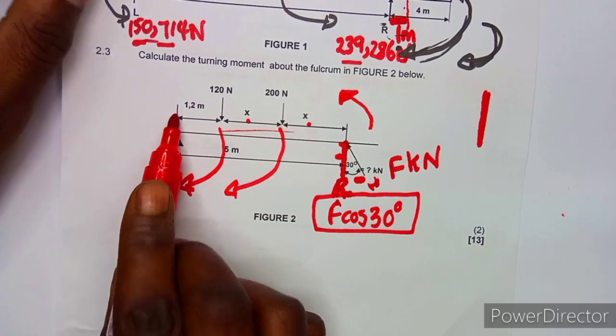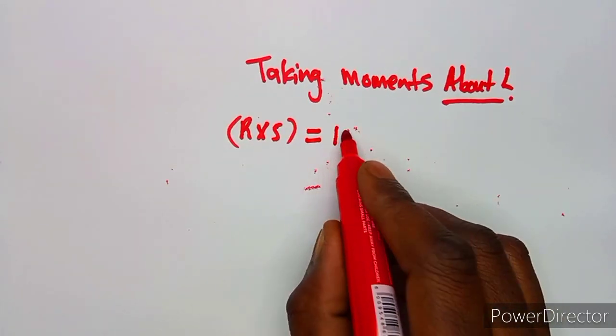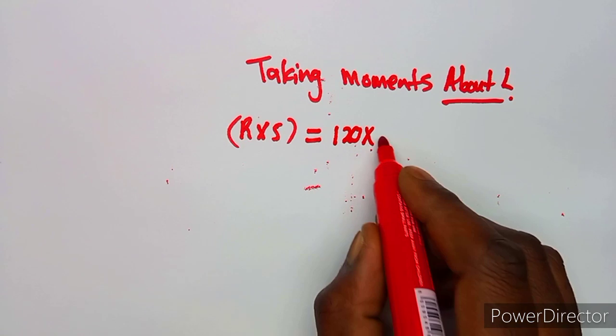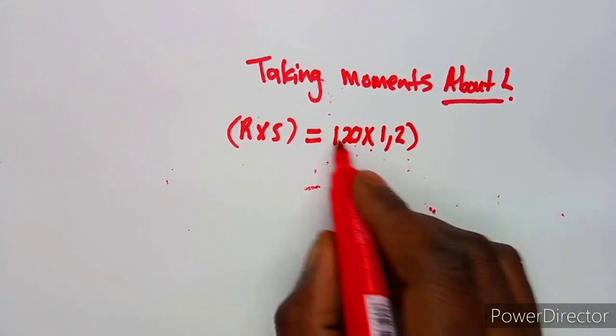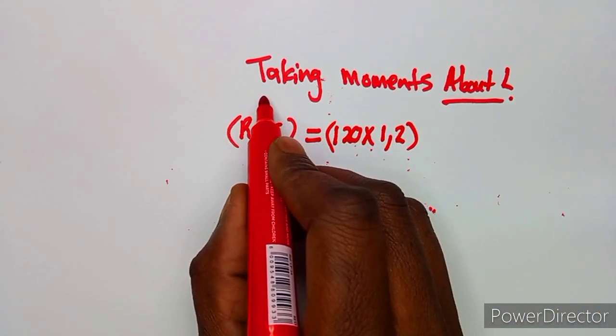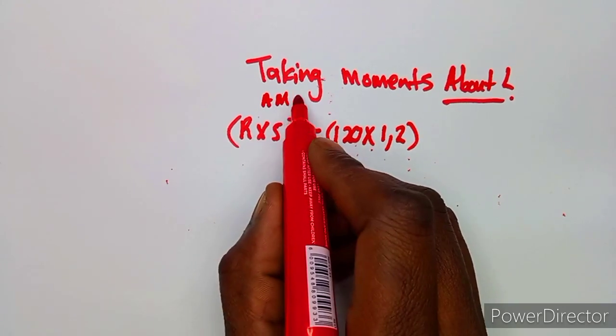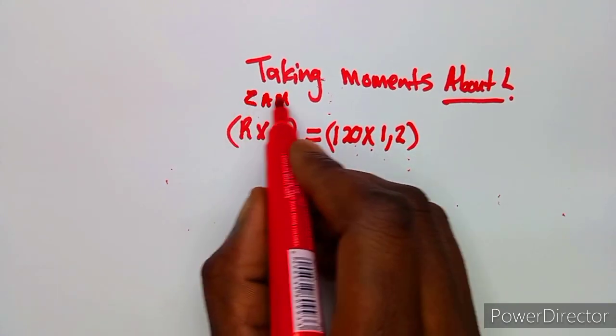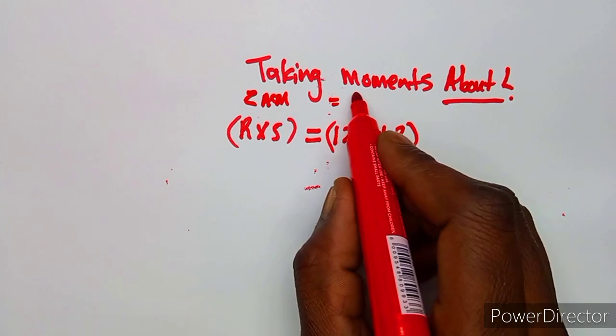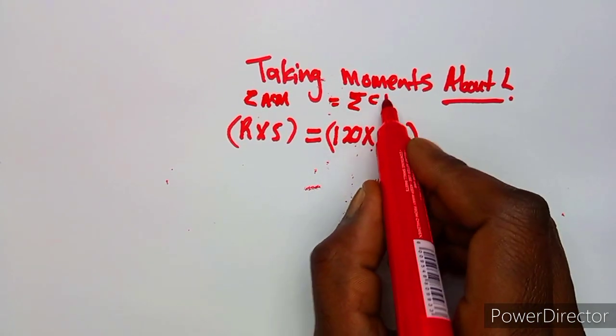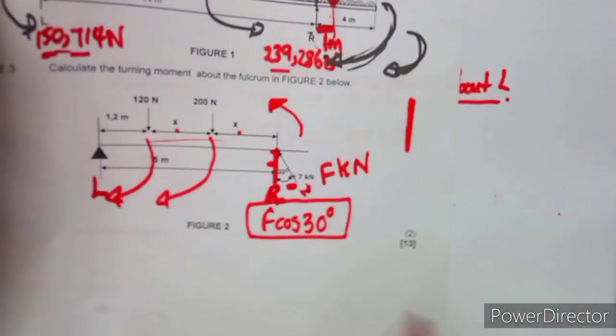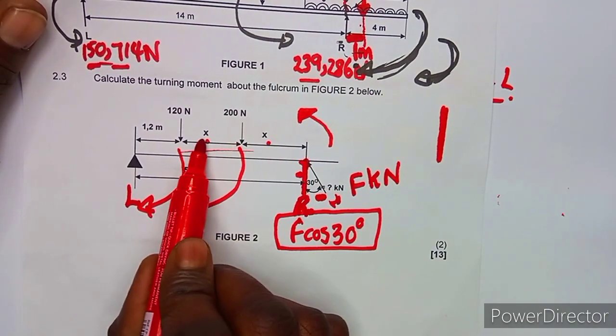120 times 1,2. So it's 120 times 1,2, force times distance. So we say these are the anti-clockwise moments. Sum of the anti-clockwise moments is equal to sum of the clockwise moments, something like that. Okay, so now we need to calculate the value of x.